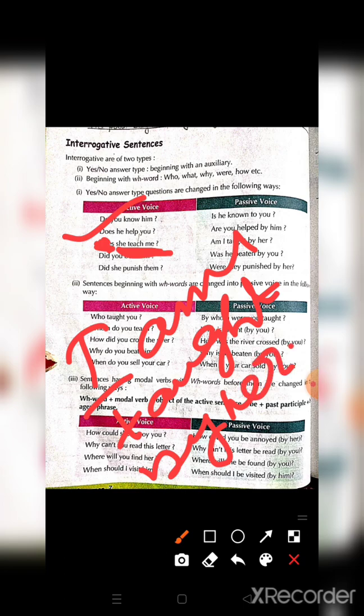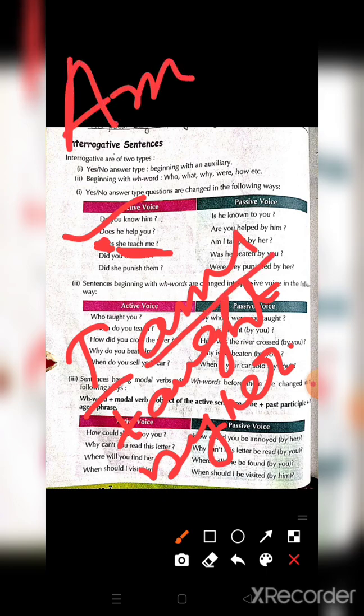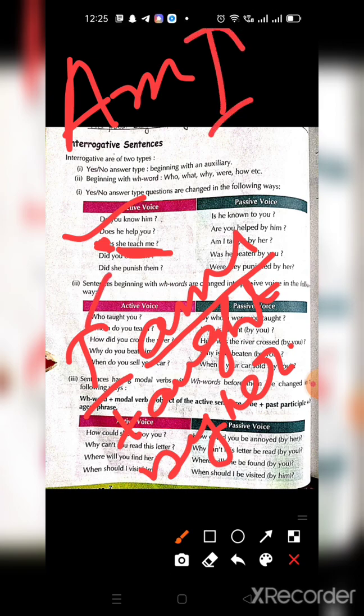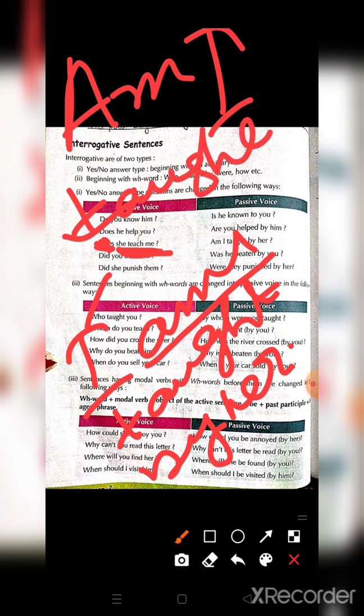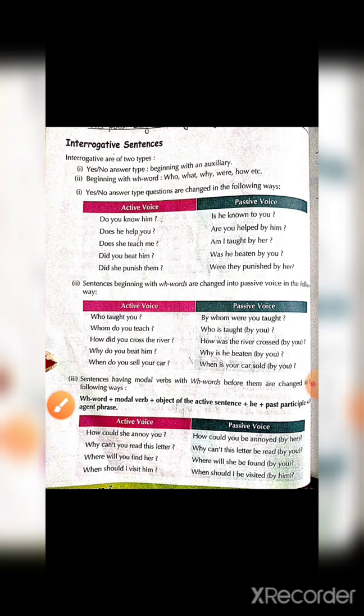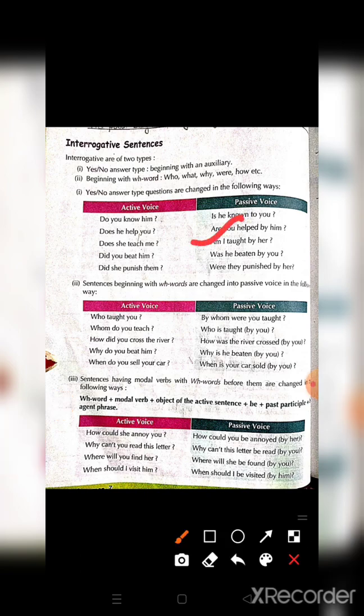So here what will we do in the question? If it is interrogative, we will first write this in the beginning, am, and then I. So, am I taught by her? Okay, see here, am I taught by her?